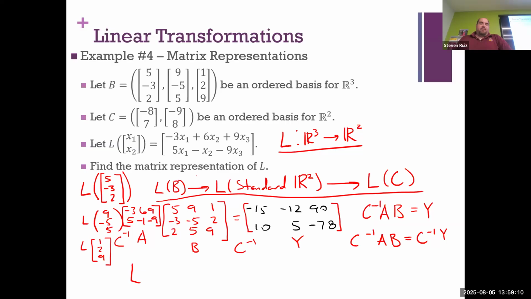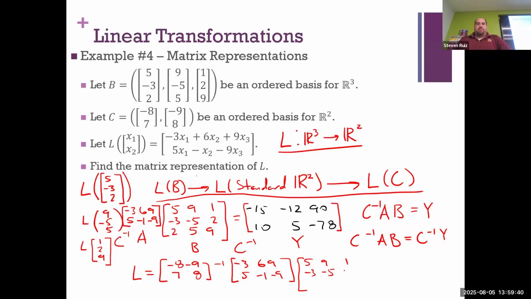So based on everything we have, I think L is given by this. L is equal to C inverse, which is -8, -9, 7, 8 inverse, times A, which is -3, 6, 9, 5, -1, -9, times B, which is this given square: 5, 9, 1, -3, -5, 2, 2, 5, 9.